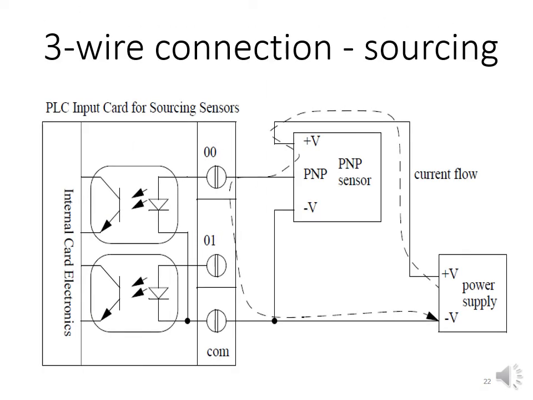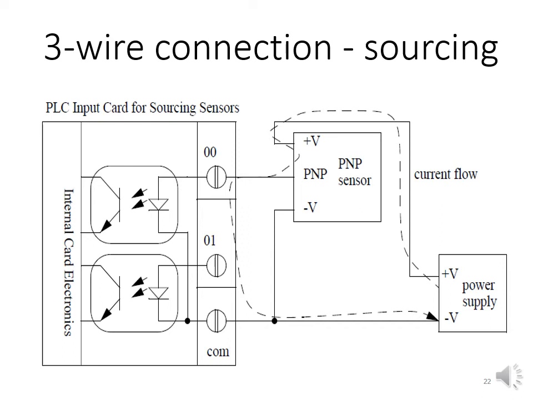The second illustration shows a situation where a sourcing sensor is connected to a PLC input card using 3-wire connection. The nature of the connection is very related to the way in which a sinking sensor is connected to a PLC input card using 3-wire connection. The differences are that in this case, it is the negative terminal that is connected to both the sensor and the PLC input card, and it is the positive terminal of the power supply that is connected only to the sensor.